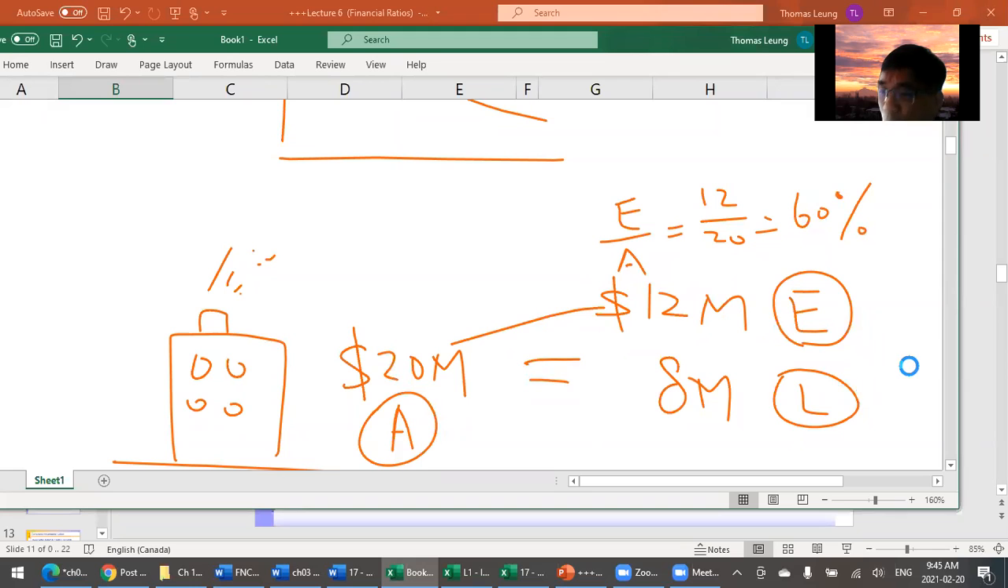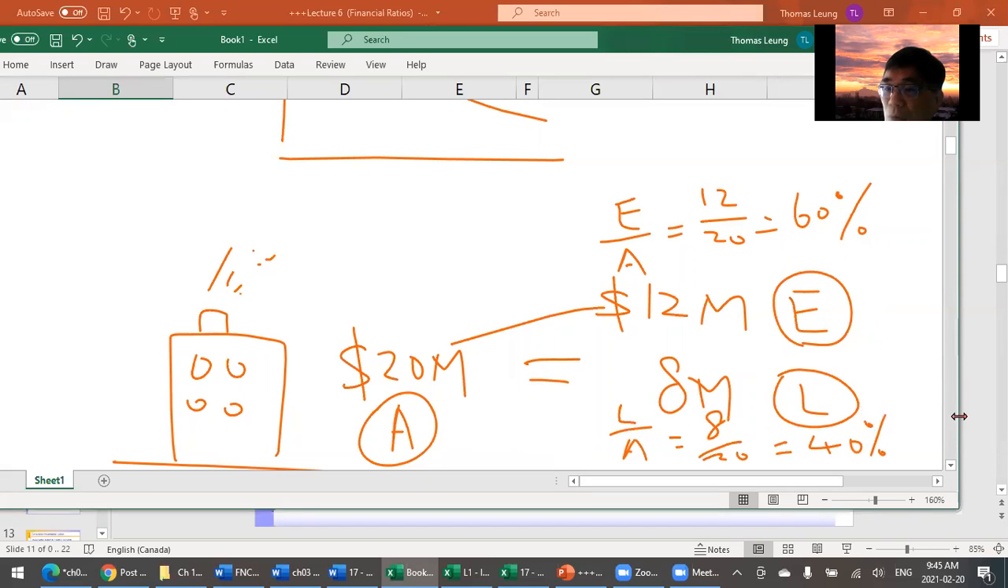And how much is from borrowing? Then L divided by A, right? It is 8 divided by 20, which is 40%. So now I can answer the question. When I invest in this factory, it's very expensive. Now I can conclude 60% of these monies are from me. 40% of these monies are from borrowing.